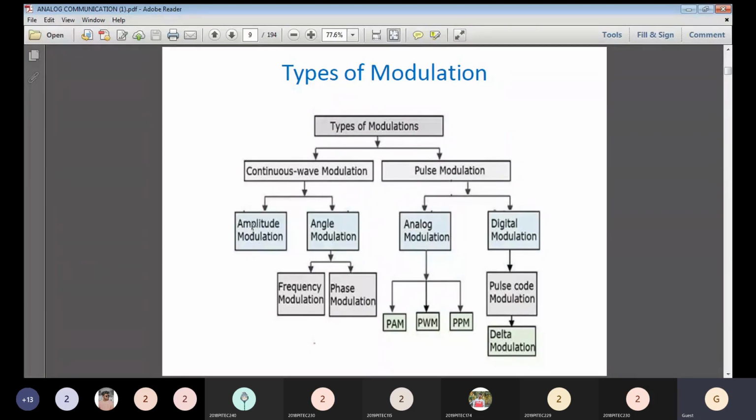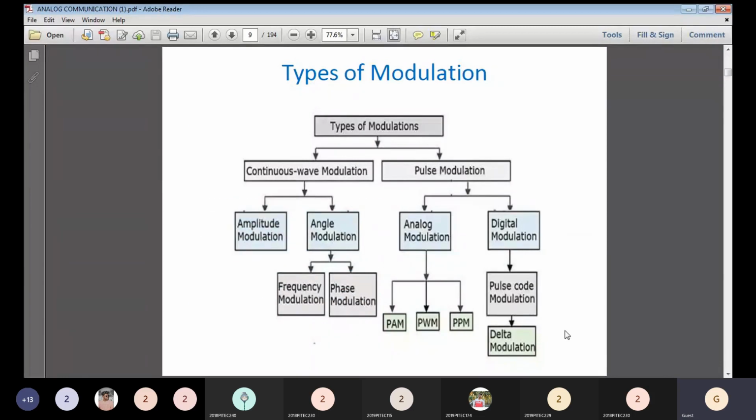Here, two important parameters: one is amplitude, second one is angle. The angle means the frequency and the phase are combinedly called angle. So we are changing either the amplitude of the signal, or the frequency of the signal, or the phase of the signal. The frequency and phase techniques are combinedly called angle modulation. The first one is called amplitude modulation. In today's class, we are going to discuss this amplitude modulation in detail.